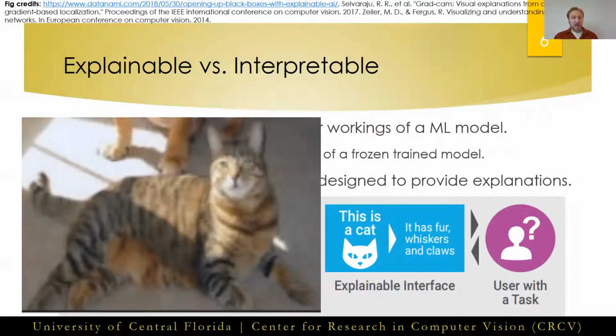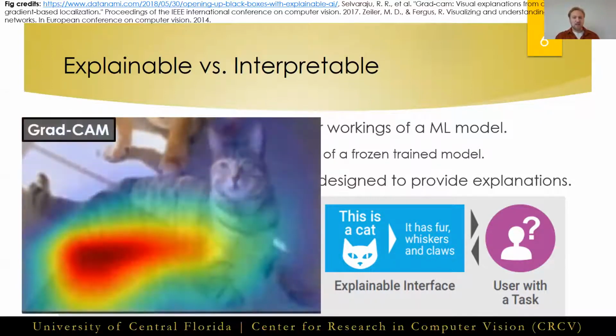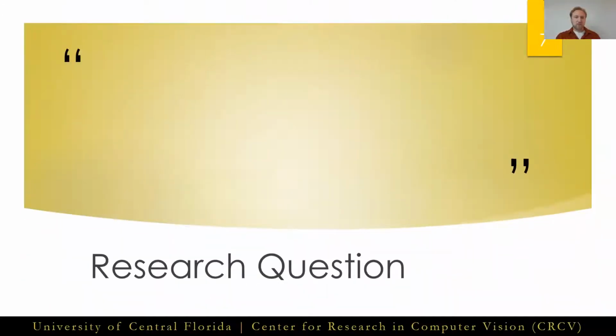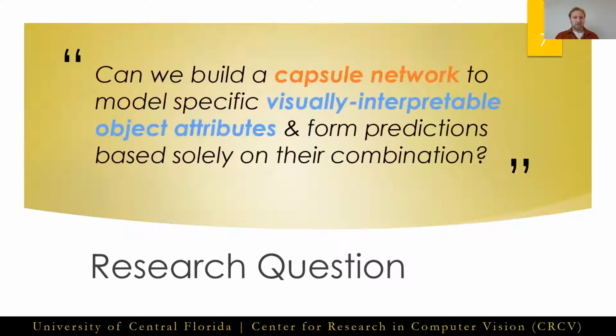When asking, why is this a cat, a human would not vaguely point to regions of the input or parts of the brain. They would answer, it's a cat because it has fur and whiskers and claws. Humans explain their classifications of objects based on a taxonomy of object attributes. And if we want our models to be explainable at the human level, they should provide end users with these same kinds of explanations. And that brings us to our research question. Can we build a capsule network to model specific visually interpretable object attributes and form predictions based solely on their combination?